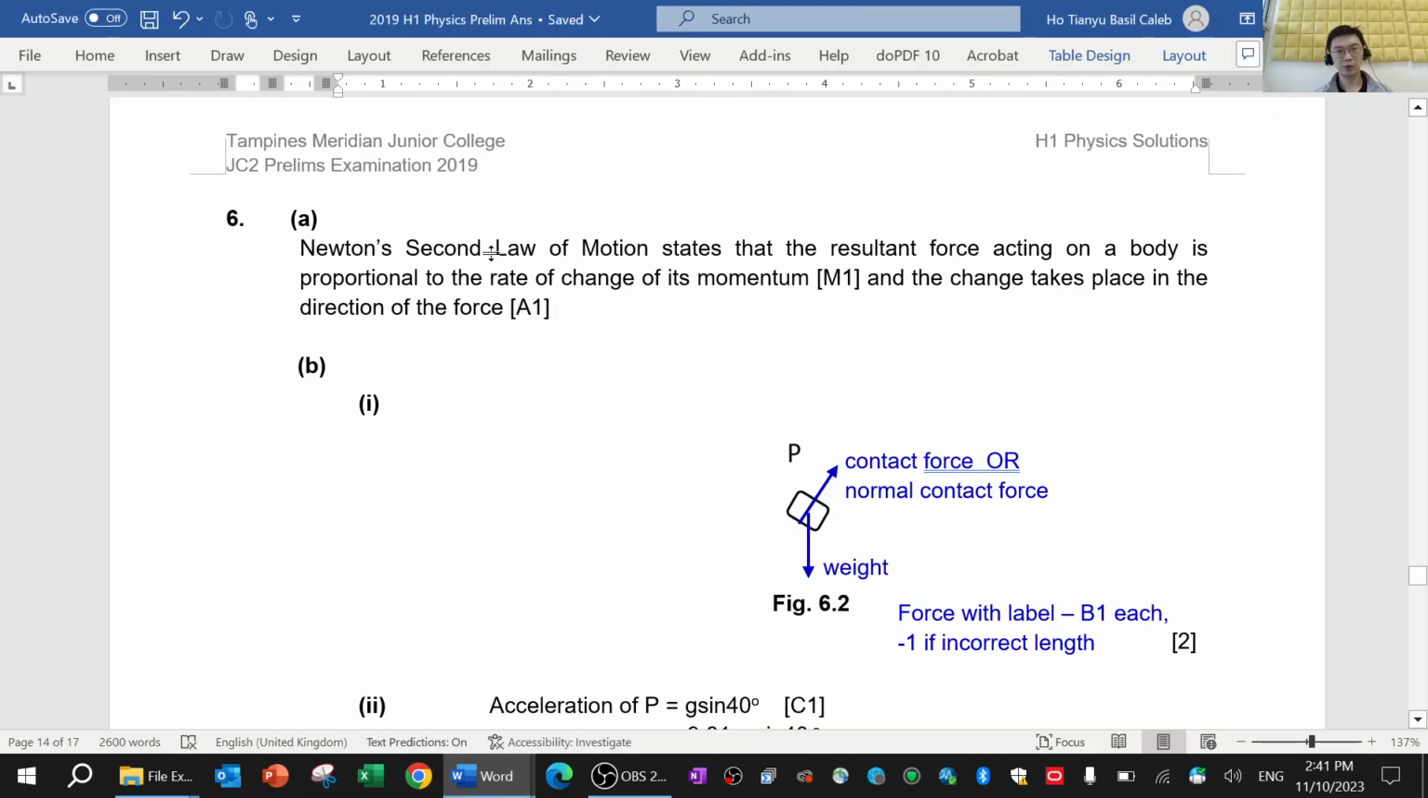Newton's second law of motion states that the resultant force acting on the body is proportional to the rate of change of its momentum, and the change takes place in the direction of the force.